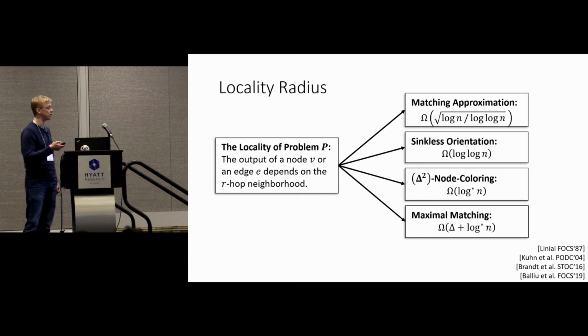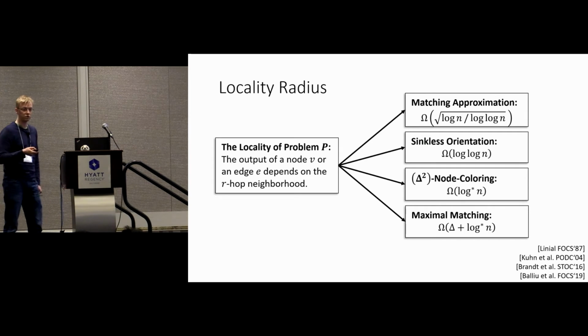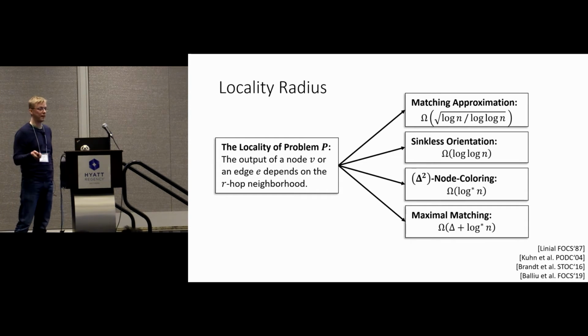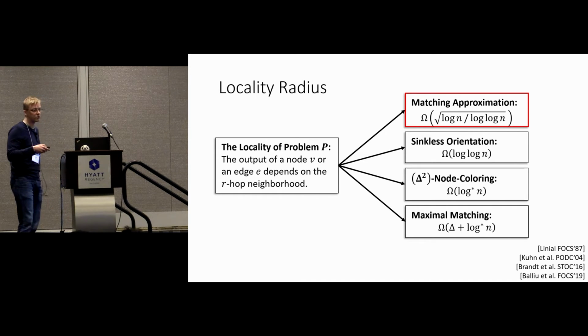And then now you see that these other problems that I mentioned pop up here as well. So we know stuff about this Lovász local lemma or this sinkless orientation. There is an instance of it, node coloring. And in the best paper session, you saw a new result on maximal matching as well. But you can forget about the other stuff for now. So we are just going to discuss this matching approximation. And how can we use the locality of matching approximation to derive an MPC lower bound?